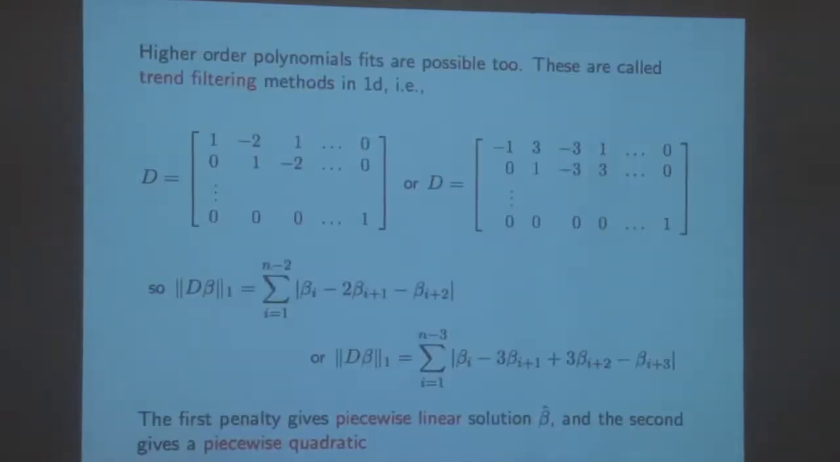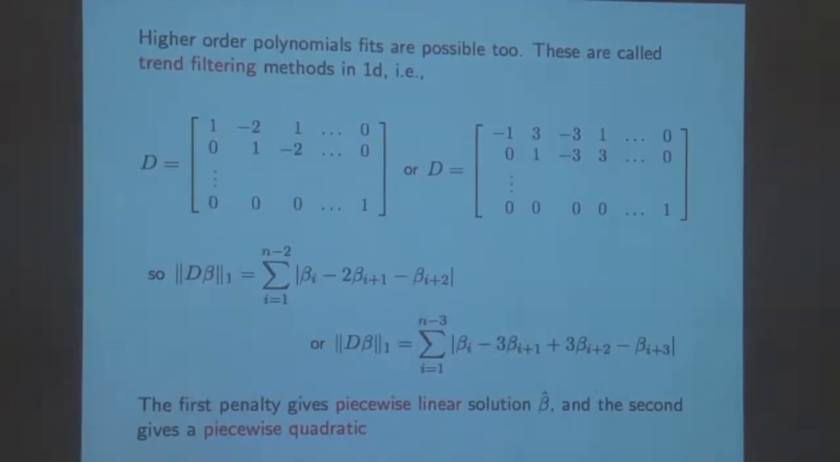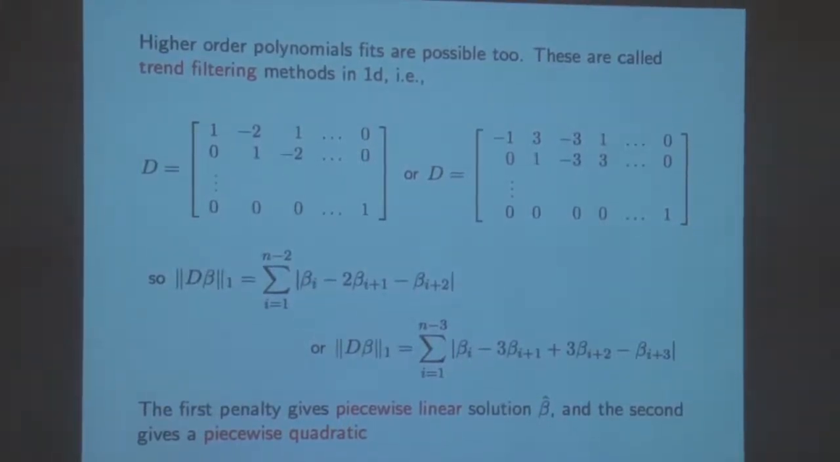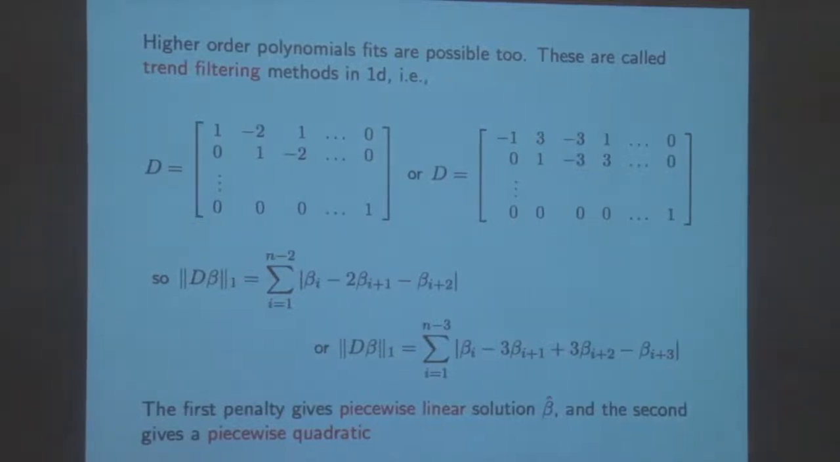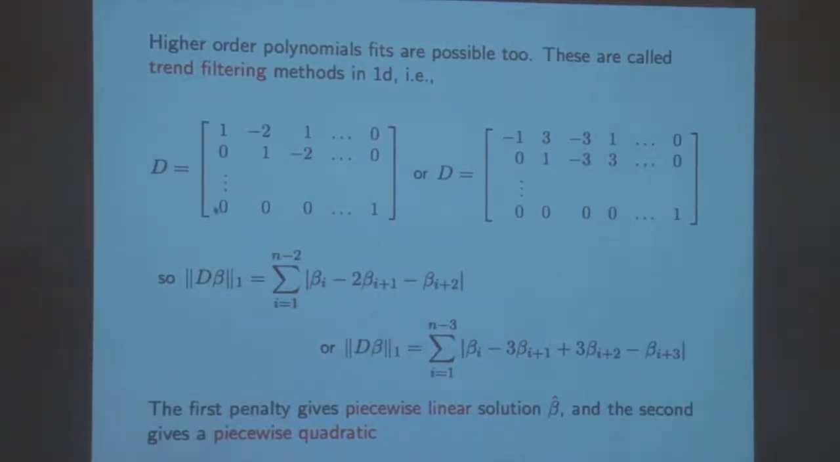So higher order polynomials are also possible to fit in a piecewise fashion, and those are called trend filtering methods in one dimension. And actually, in the very first lecture you saw an example of what we called linear trend filtering. You can think of it as just one step up from the fused lasso, where we go from fitting piecewise constant estimates to piecewise linear estimates.